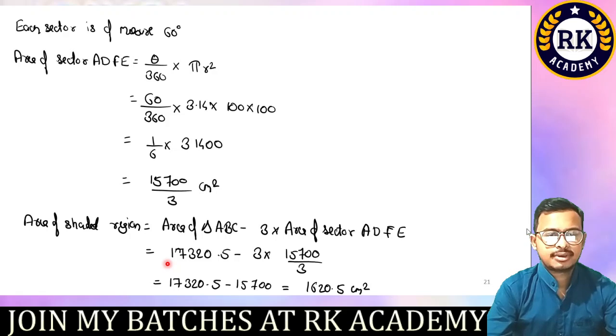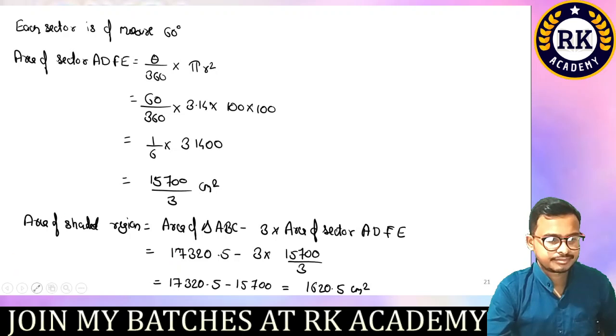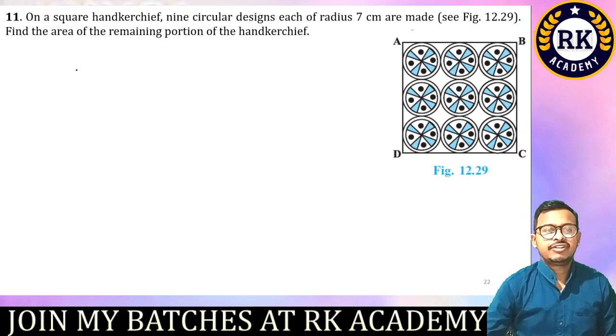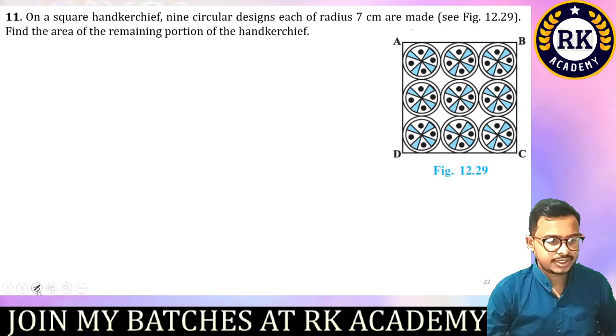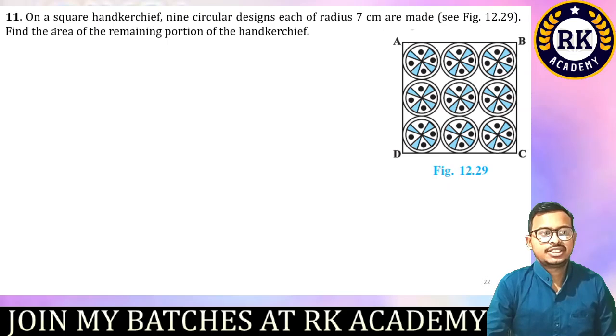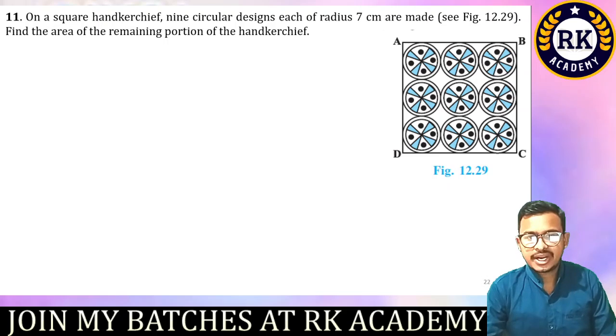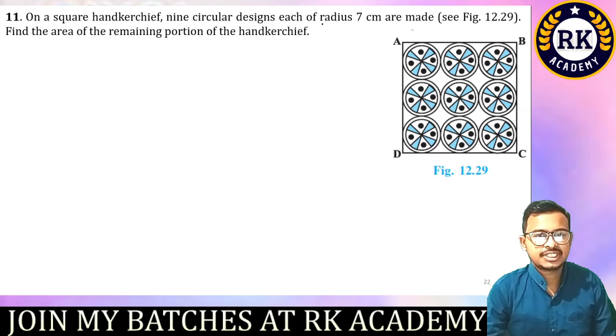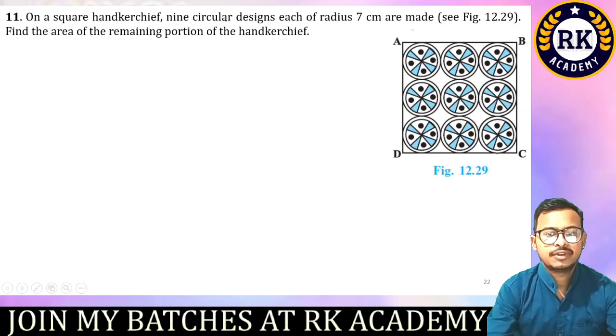Okay, let us move to the next question. Now read the 11th question. It's a very interesting question and very easy. What is the question saying? There is a square handkerchief, 9 circles of design, each of radius 7 centimeter, are made. Find the area of the remaining portion of the handkerchief.